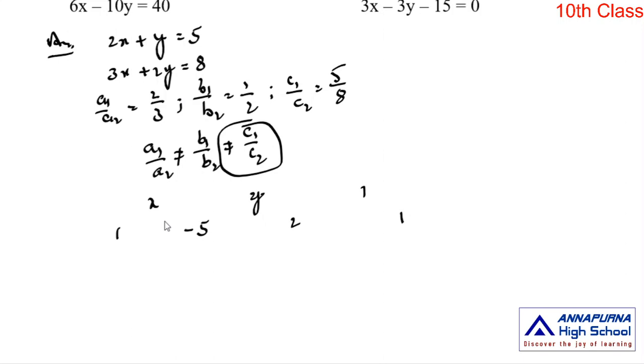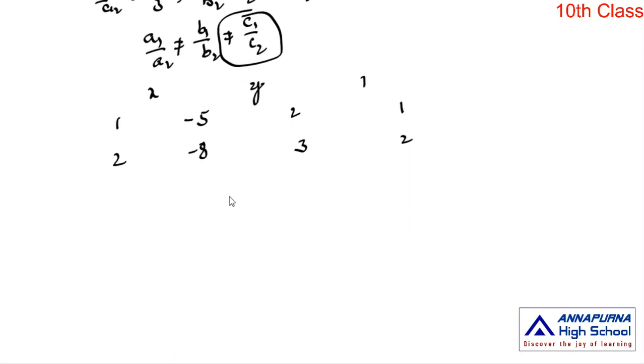And in the same order we arrange the second equation. Here the y coefficient in the second equation is 2 and the constant is minus 8. Here also the constant term is present on the right side, so we must transpose it to the left side, so it's minus 8, and the x coefficient is 3 and again the y coefficient is 2.